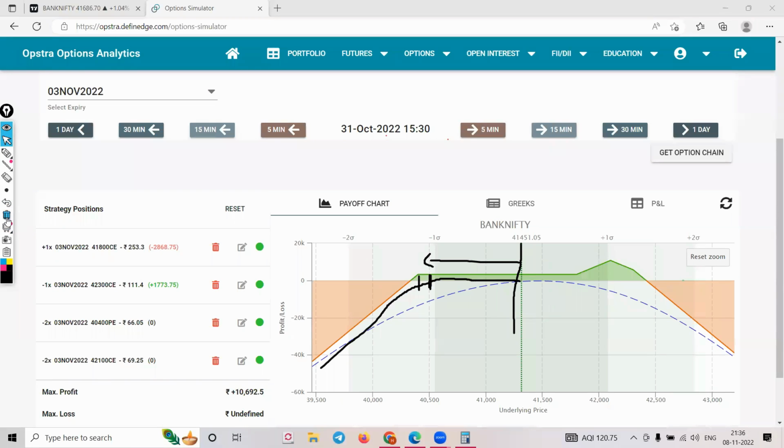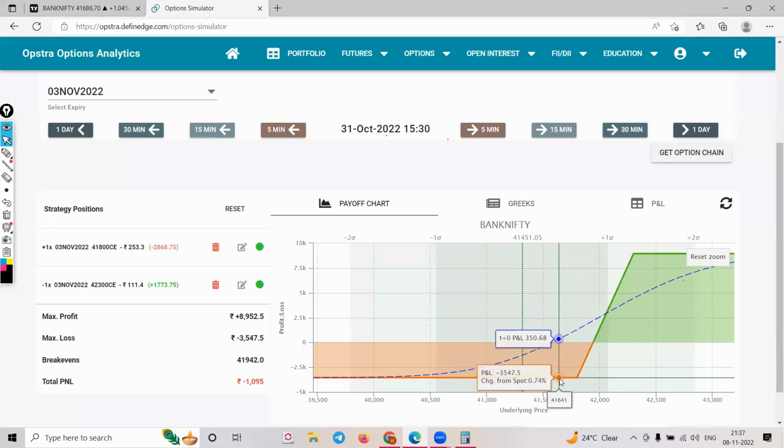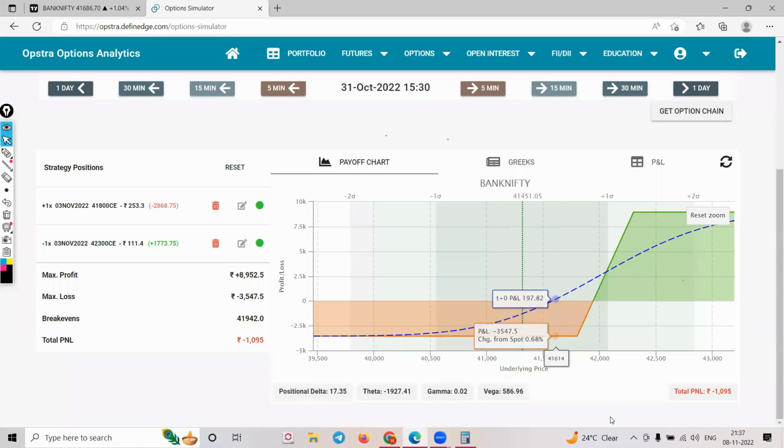One second. Now, delete. So you deploy a put debit spread. Anything, it's up to you. Okay, now I'll show you. We are on day 2. So what if I deploy a straddle over here? Okay, simple, I'll show you.